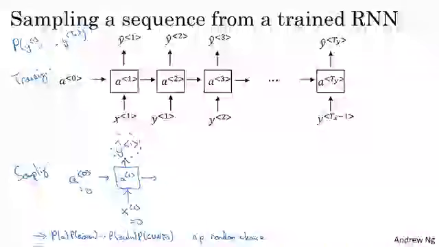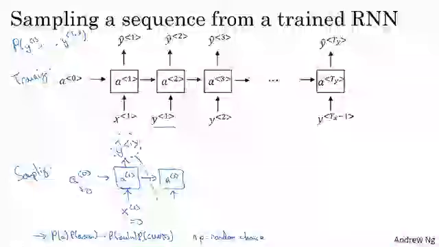Next, you then go on to the second time step. And now, remember that the second time step is expecting this y1 as input. But what you do is you would then take the y1 hat that you just sampled and pass that in here as the input to the next time step. So whatever word you just chose for the first time step, pass it as input in the second position, and then this softmax will make a prediction for what is y hat 2.